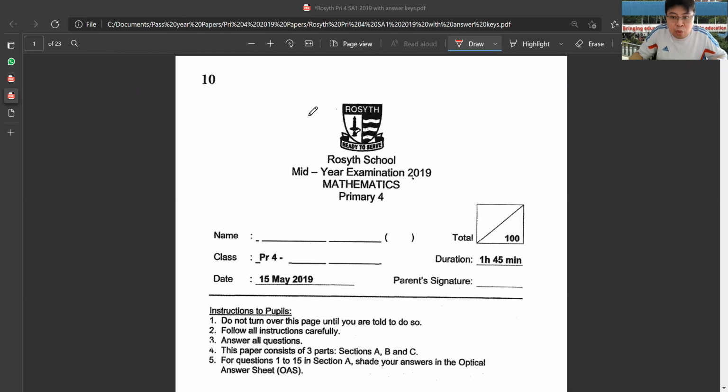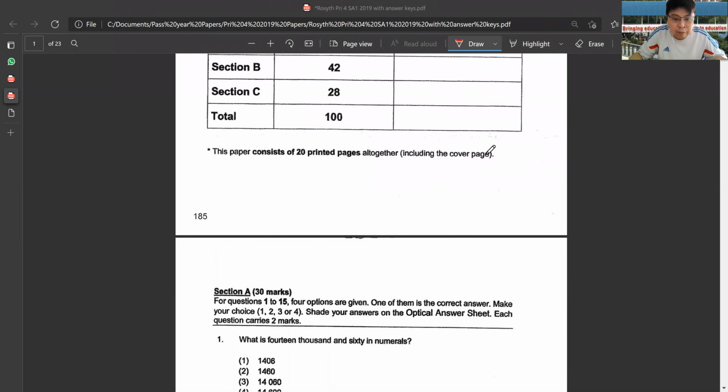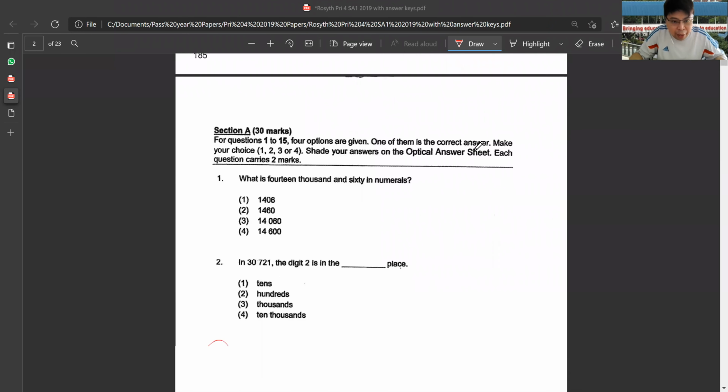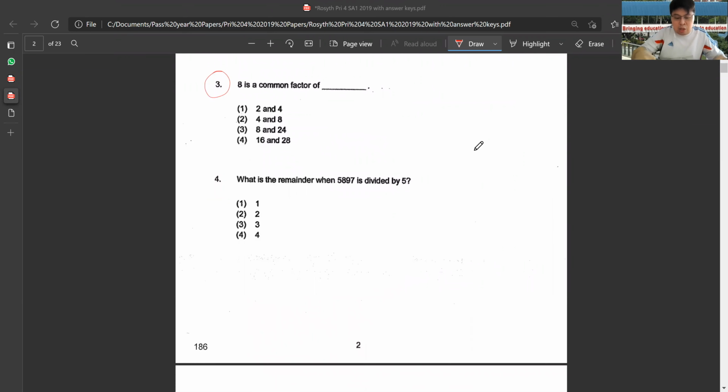Okay, so now we're going to take a look at the Rosyth School mid-year 2019 Primary 4 paper for the questions that you have asked me. I'll just go through it systematically one by one. Those questions circled in red are the questions you need answers for. I'm going to go through question 3, the first question. Because I don't have the answer key with me for this paper, I'm just going to do the question.